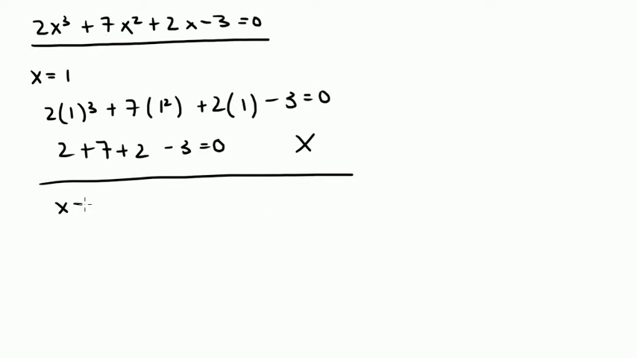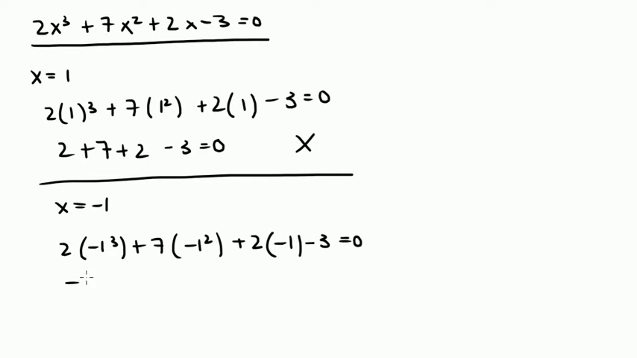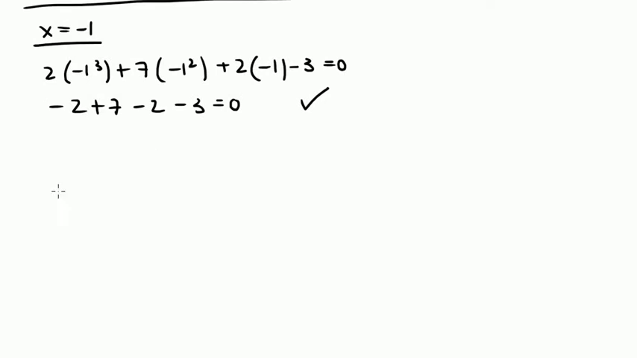So let's try x is equal to minus 1. We get minus 2 plus 7 minus 2 minus 3 equals 0. So that is true. So therefore x equals minus 1 is a root. So therefore x plus 1 is a factor. So therefore we're going to divide x plus 1 into the cubic equation. So you can use long division or you can use the array model.